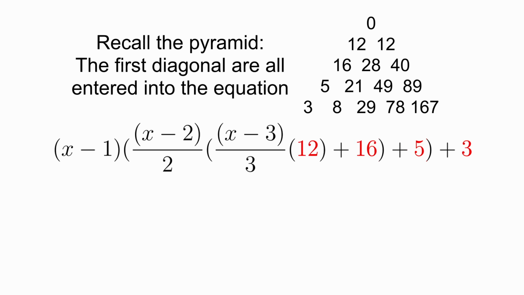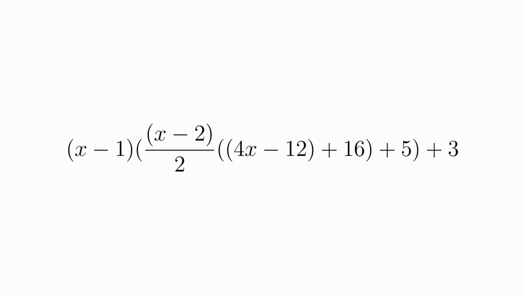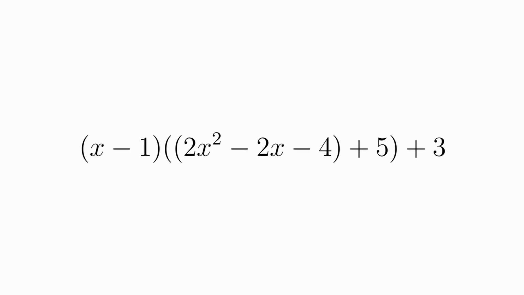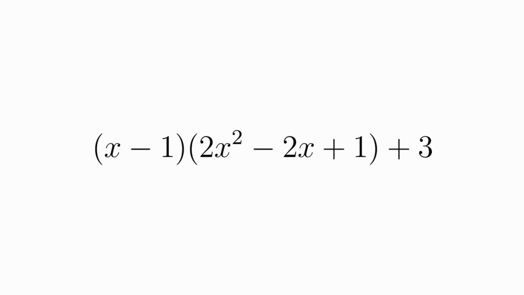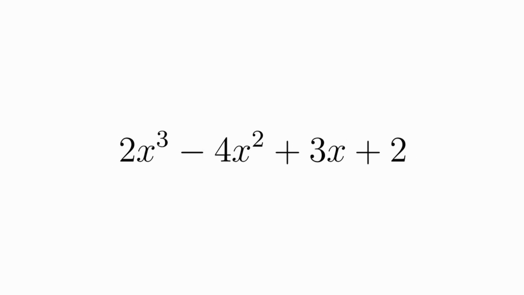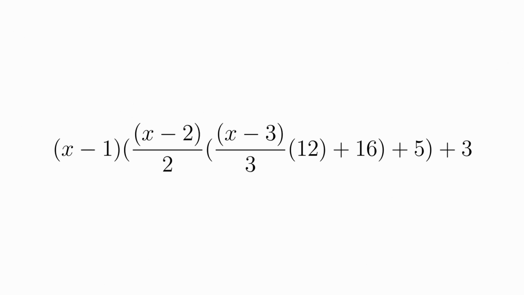Starting from the middle, we can expand x minus 3 over 3 out and multiply it by 12 to get 4x minus 12. Add on the next 16 to get 4x plus 4. Now we want to pull out x minus 2 over 2 to get 2x squared minus 2x minus 4. Add on the next 5 to get 2x squared minus 2x plus 1. Then multiply by the last x minus 1 to get 2x cubed minus 4x squared plus 3x minus 1. And with the last step, we want to add 3 to get 2x cubed minus 4x squared plus 3x plus 2, the original equation. Step by step, everything gets eliminated and any old sequence becomes solved by a polynomial.